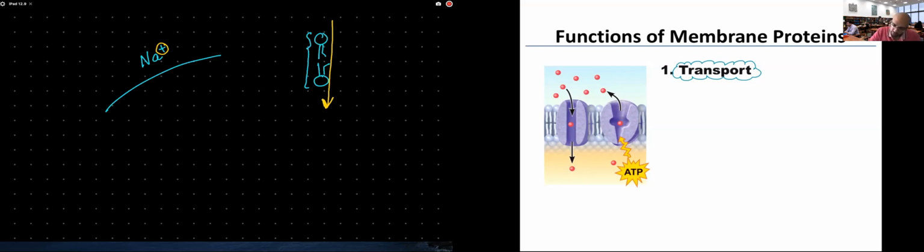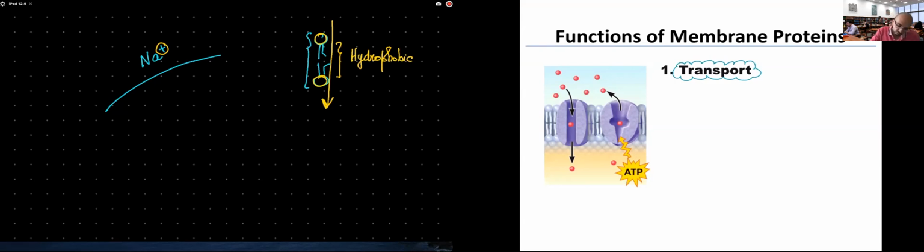Do I have a problem with the phosphate group? It's charged. It's water soluble, like me. I don't have much of a problem. The problem is with the tails. Why are the tails going to be a problem for the sodium? Because the tails are hydrophobic. They hate water. They can't allow a water-soluble molecule, or ion here, to travel.